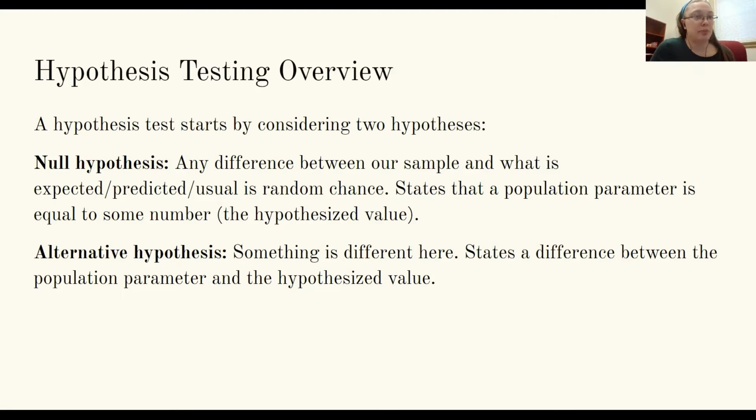The alternative hypothesis, in contrast, says that there's something different going on. P isn't equal to that value. There's some difference. It could be greater than or less than, or we could just say not equal to. But something else is going on. Usually this is the one that suggests something interesting, a biological process or real difference between two groups.